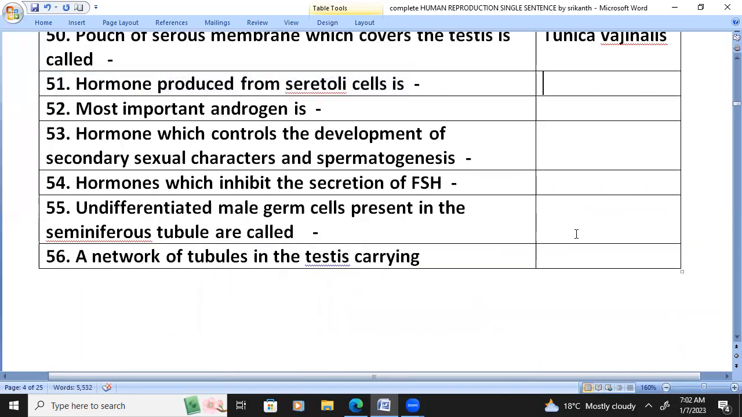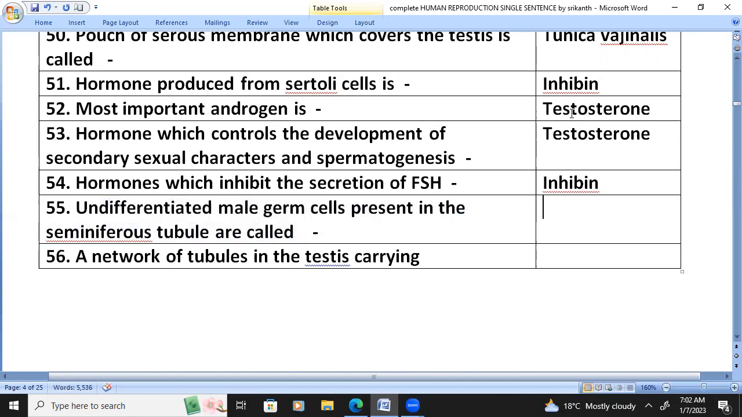Hormone produced from Sertoli cells is inhibin. Most important androgen is testosterone. Hormone which controls the development of secondary sexual characters and spermatogenesis is testosterone. Hormone which inhibits the secretion of FSH is inhibin.